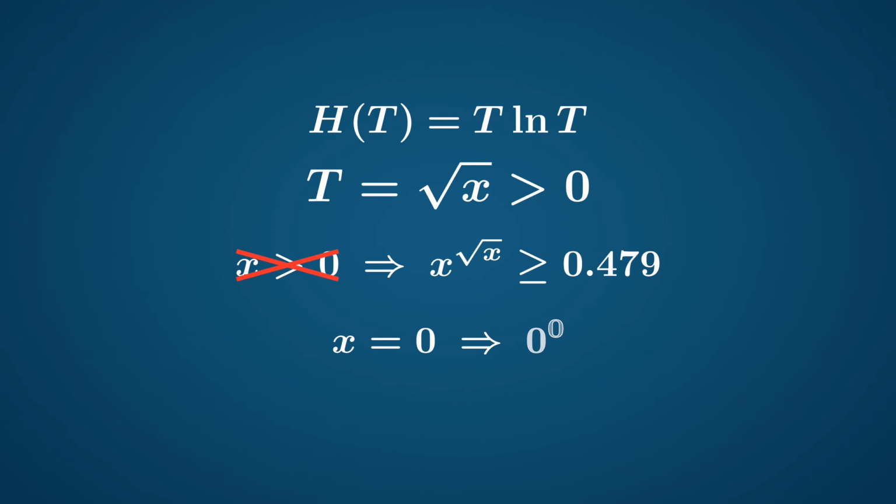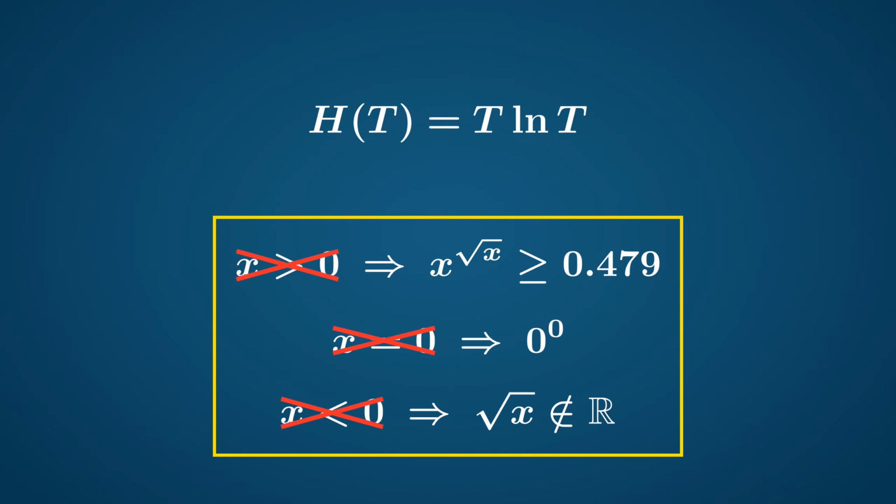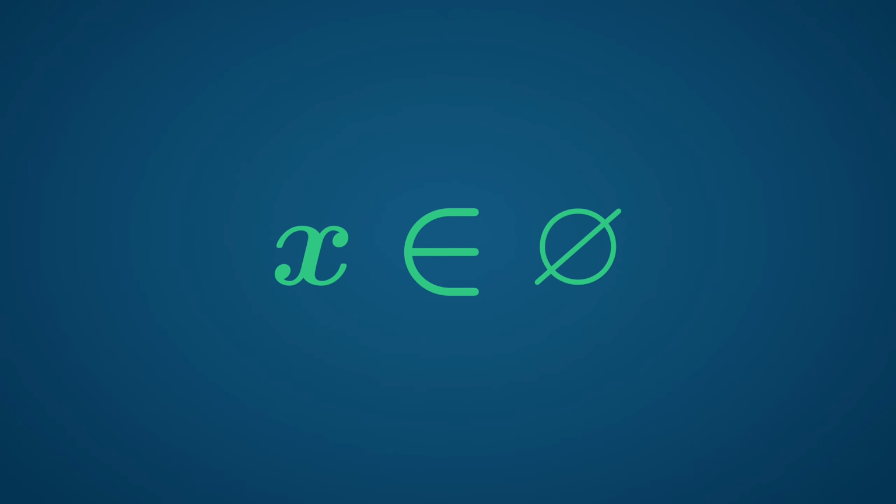The case x equal to 0 already failed with 0 to the 0. For negative x, the square root of x is not a real number. So on the real line, negative inputs never produce a left side. That covers every case: positive, 0, and negative. Over the real numbers, this equation has no solution. The solution set is empty, and that is the complete answer.